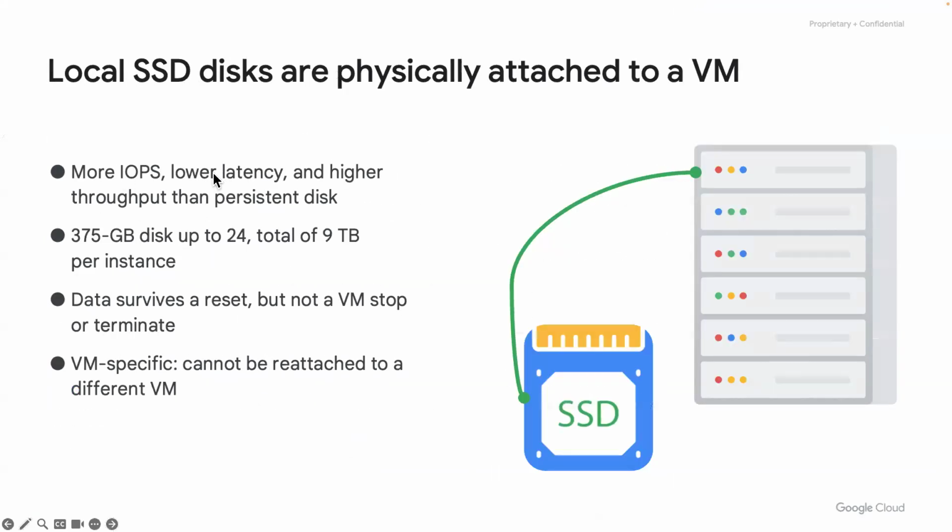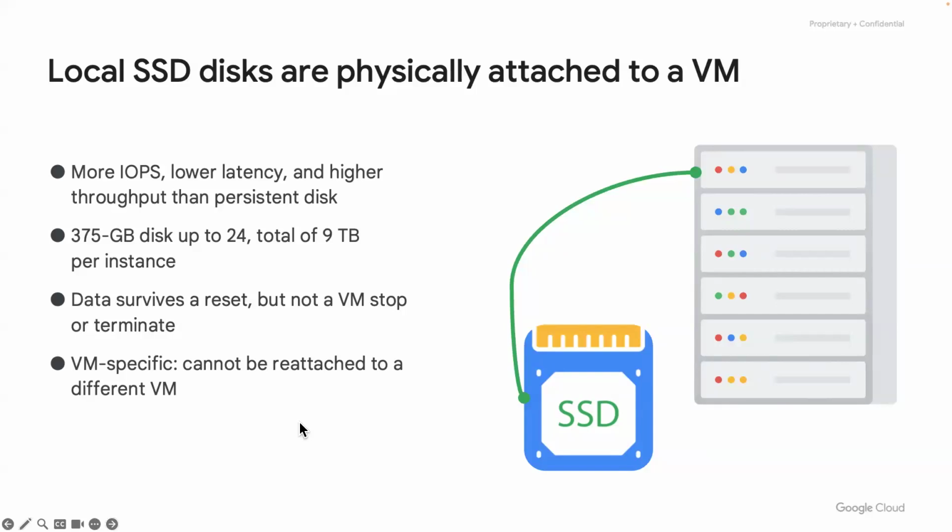More IOPS, lower latency, 375. This is the standard size. Up to 9 terabytes you can use it. Data survives a reset, but not a stop or terminate. If you power off your VM, the data inside the local disk will vanish. It will be cleared. That is one thing you need to keep in mind.